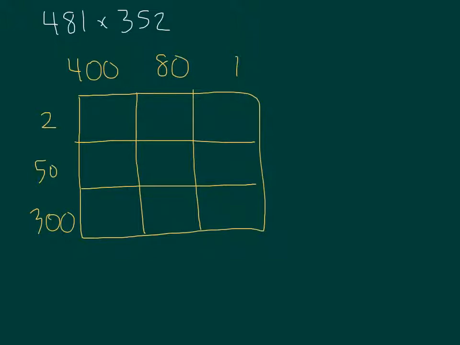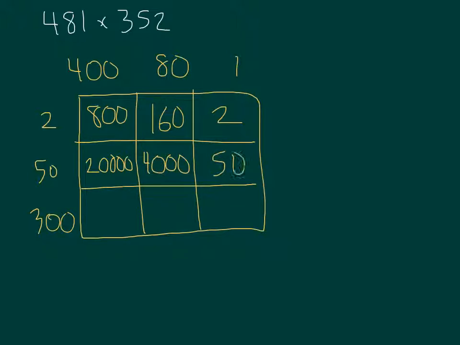So anyway, when we multiply across, 2 groups of 400 is 800, 2 groups of 80 is 160, and 2 groups of 1 is 2. Moving down a row, 50 groups of 400 is a 20 with 3 zeros. 50 groups of 80 is 40 with 2 zeros, and 50 groups of 1 is 50. Last row, 300 groups of 400 is a 12 with 1, 2, 3, 4 zeros. 300 groups of 80 is a 24 with 1, 2, 3 zeros. And 300 groups of 1 is 300.